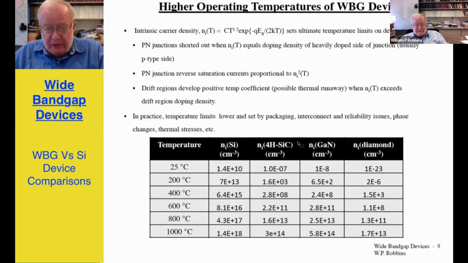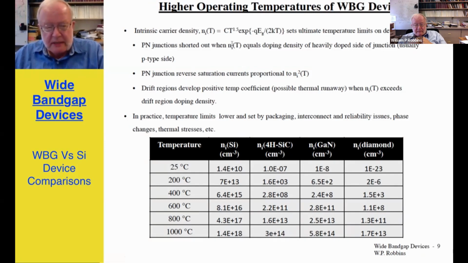Higher operating temperatures of the wide bandgap devices are basically due to the fact that wide bandgap means that the intrinsic carrier densities are much smaller. Here I have a table of different junction temperatures, and for each of the four major materials that we're considering I show the intrinsic carrier density. And even at elevated temperatures as high as 1,000 degrees, silicon carbide has an intrinsic carrier density of 3 times 10 to the 14th. Diamond is about 1.7 times 10 to the 13th, whereas silicon is 10 to the 18th.